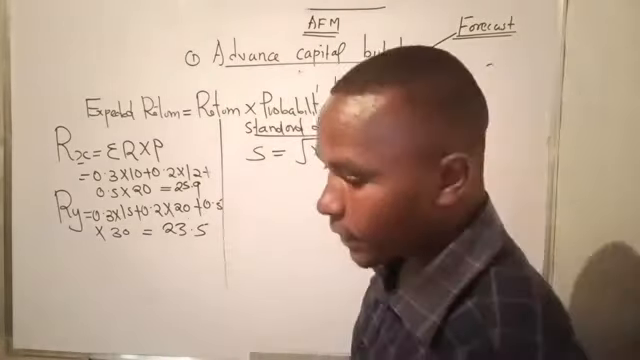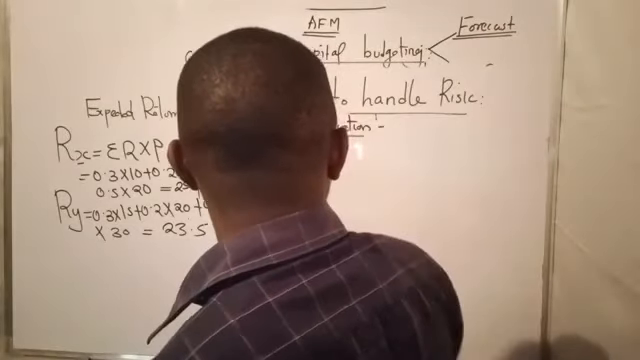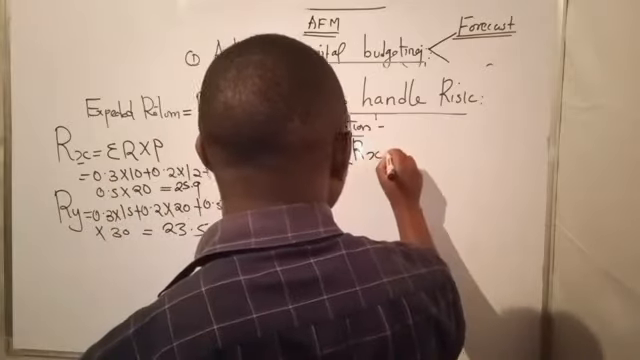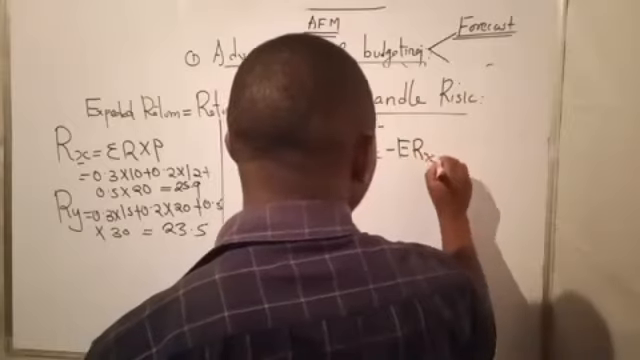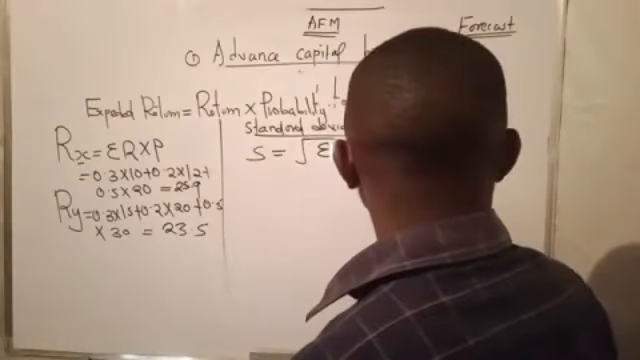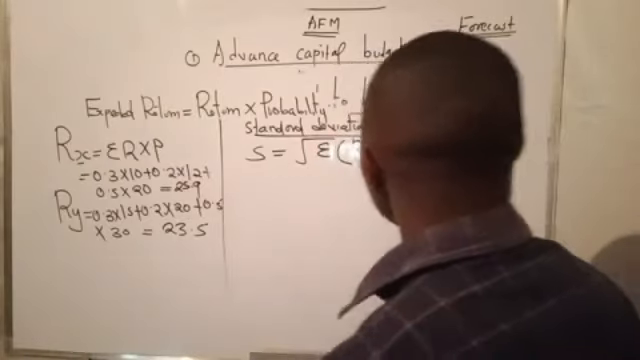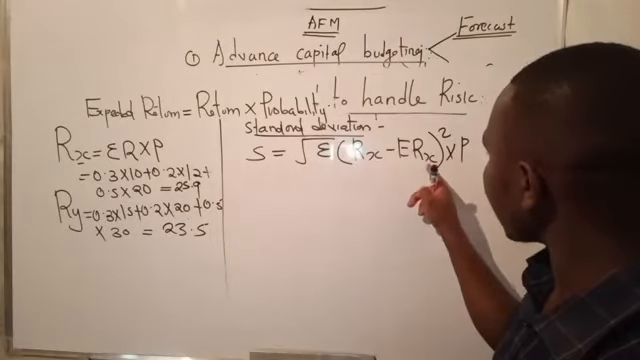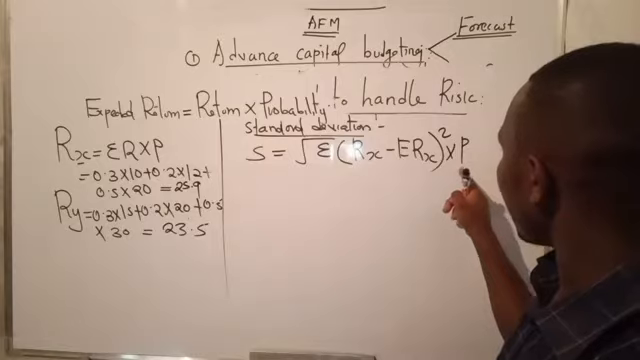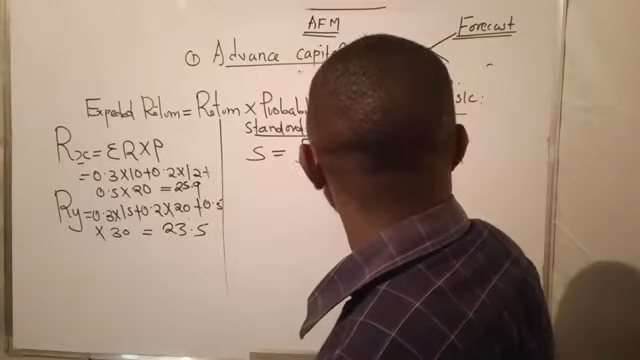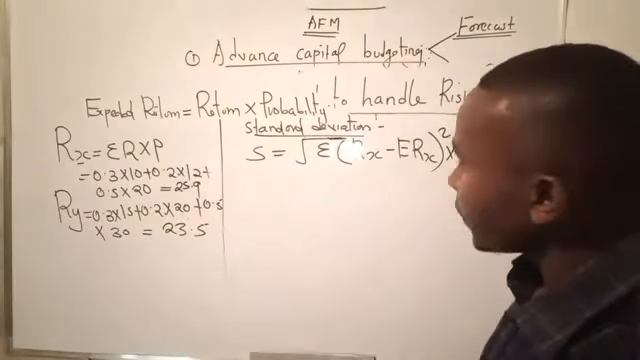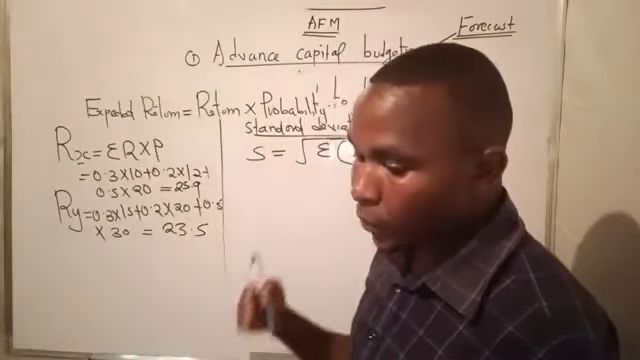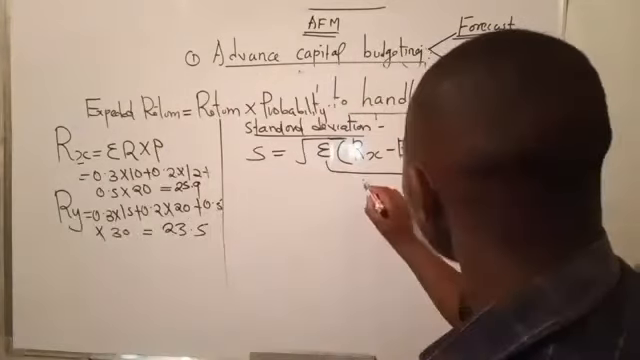So how do you get the variance? Inside there, you take summation into bracket, the return, let's assume return of X minus expected return of X, we square it, then multiply with probabilities. That's how you get the standard deviation. You get the root of the answer. So here, you will not put the calculator direct, you will arrange it so that at the end we have the variance. This one is variance.